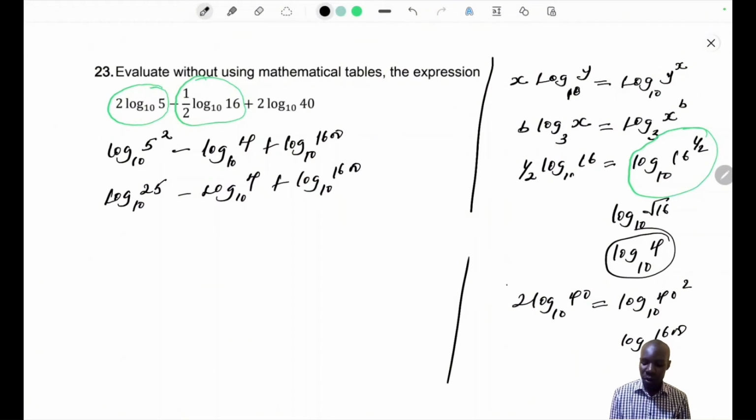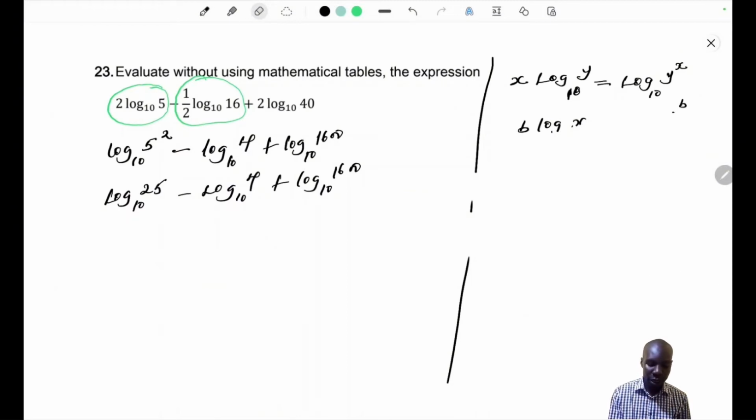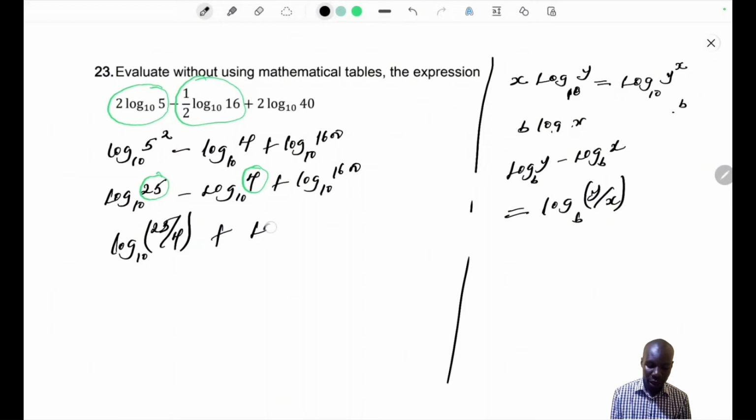Because we know that if you have log of y minus log of x to any base, be it base b, this is the same as log of y over x to base b. So in our case, we are dealing with log of 25 to base 10 minus log of 4 to base 10, and this can be written as log of 25 over 4, everything to base 10, plus log of 1600 to base 10.